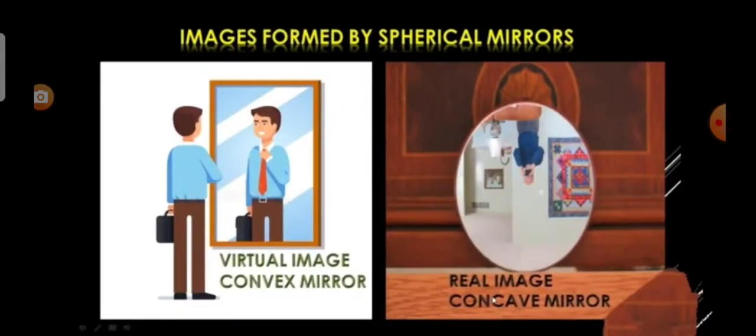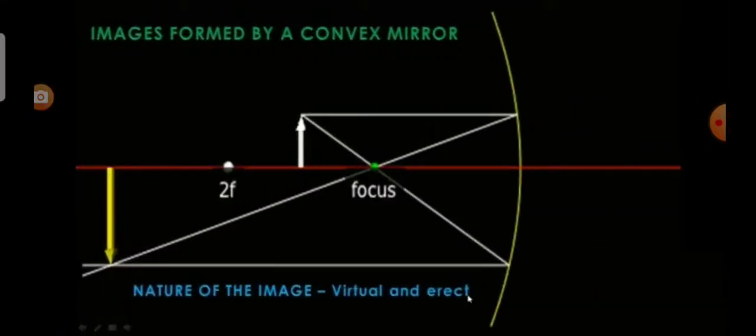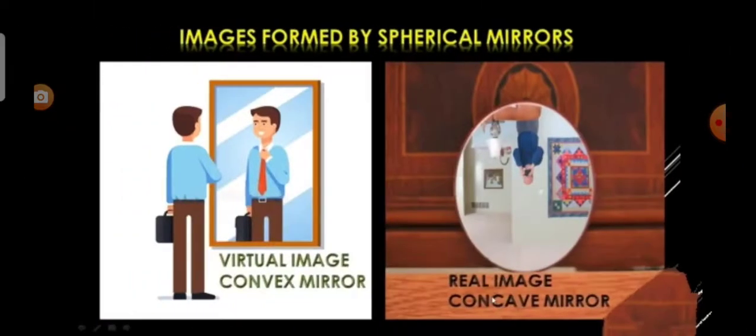Now we see about the images formed by spherical mirrors. Images formed by spherical mirrors are of two types. One is real image and the other one is virtual image. Real images can be formed on a screen, while virtual images cannot be formed on the screen. The characteristics of an image are determined by the location of the object.